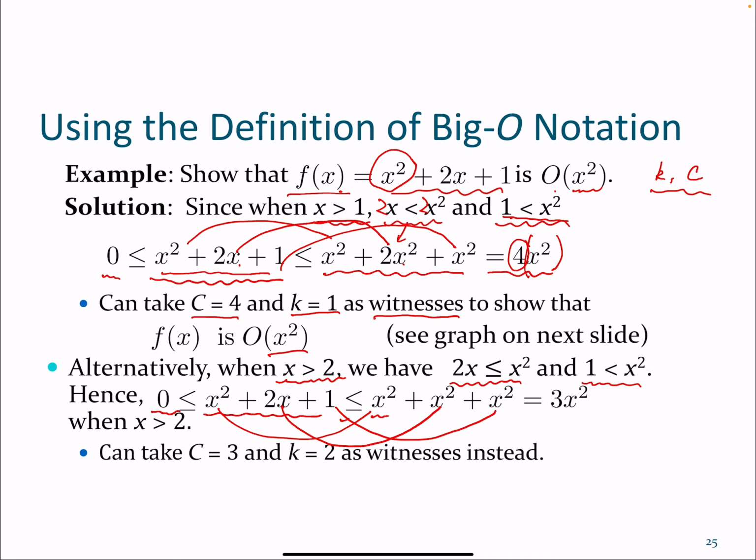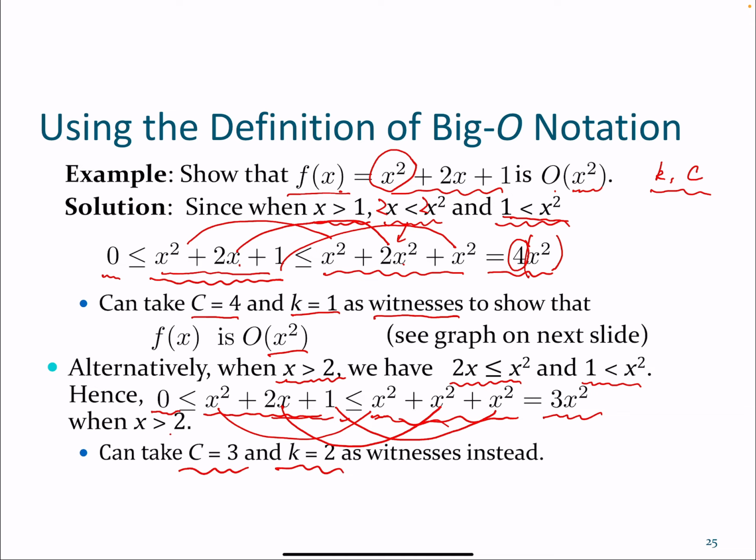So the three terms together are smaller or equal to the sum of these three, and on the right-hand side that is equal to 3x squared. So in this case, if your k equals 2, then you can choose c equal to 3. Okay, because of the inequality, you can see using two pairs of c and k, we can easily prove that f(x), which is a polynomial, is big O of x squared, which is the highest order of the polynomial.